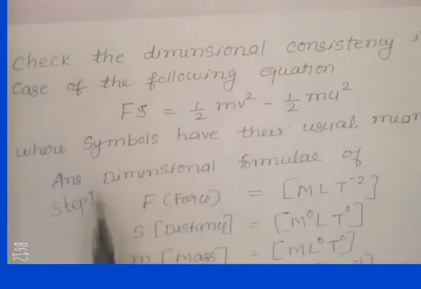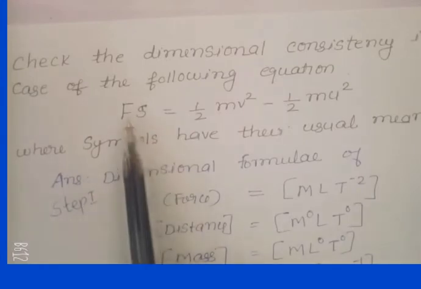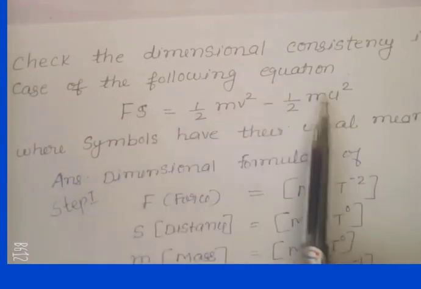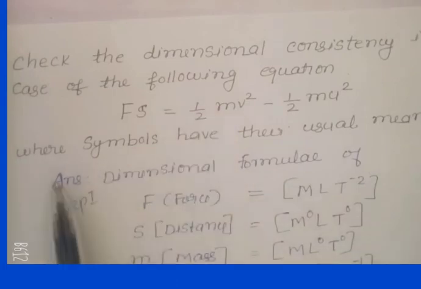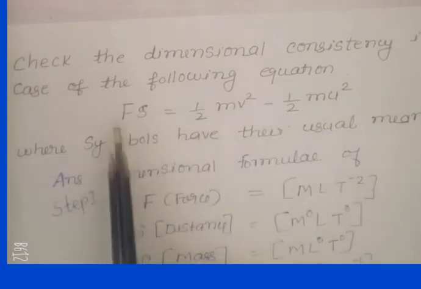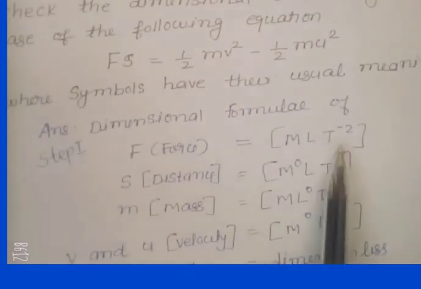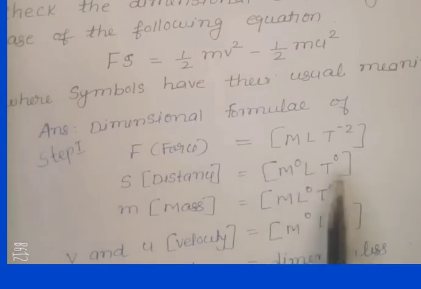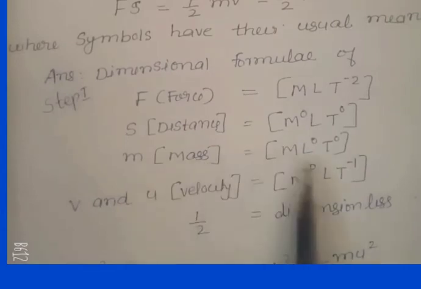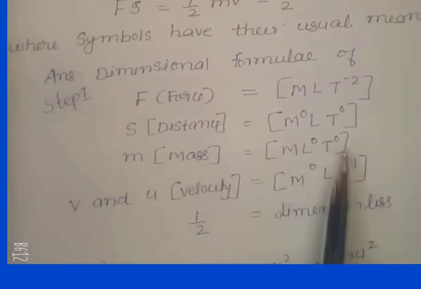So first step, you have to write the dimensions of all the symbols in the question. Symbols have the usual meaning, so what's the meaning of F? F is force. So first you have to write the dimension of F. What's the dimension of force? It is M L T raised to minus 2. Then S. S means distance. Its dimension is M^0 L T^0. Then M. M means mass. Its dimension is M L^0 T^0.